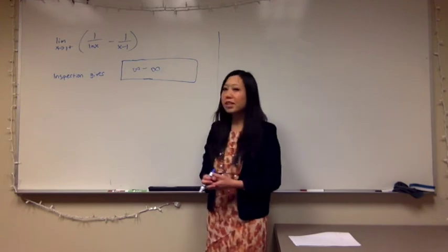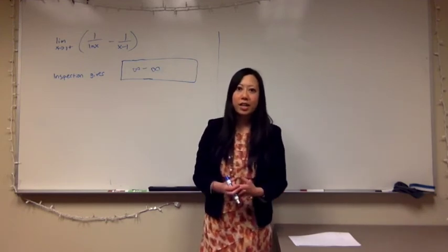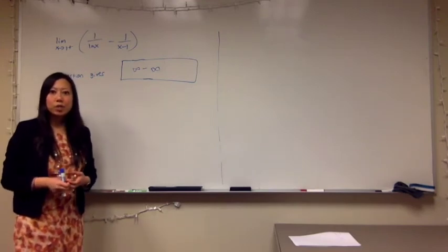So let's go ahead and combine the fractions. What we could do is find a common denominator and then combine. So in the first fraction, I can multiply the top and bottom by x minus 1 over x minus 1.